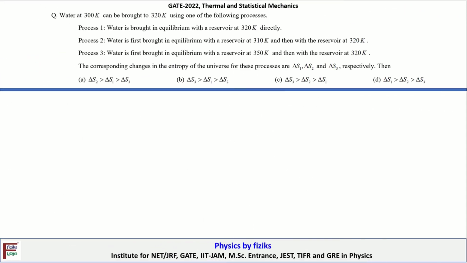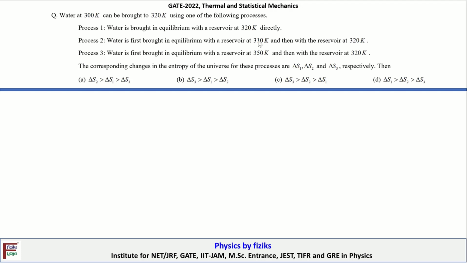So let's continue with the next problem. The statement is, water at 300 Kelvin can be brought to 320 Kelvin using one of the following processes. Okay, so process 1: water is brought in equilibrium with the reservoir at 320 Kelvin directly. So that means a single step process. In process 2, water is brought in equilibrium with the reservoir at 300 Kelvin first, and then with the reservoir at 320 Kelvin. So that means the temperature is changed in two steps basically.